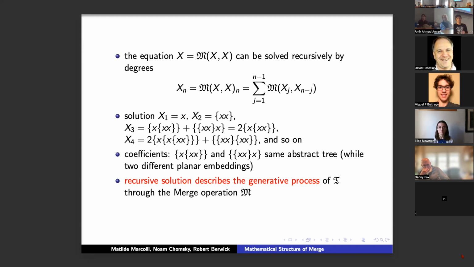Yeah, so the main observation that I'm making here is that this generative process that I described in terms of this magma can also be seen as the recursive solution of a single fixed point equation that you write formally in this way. You can encode your entire generative process into a single fixed point equation.